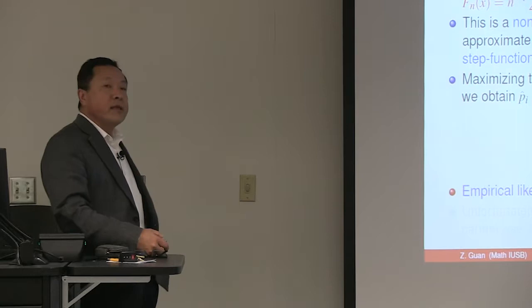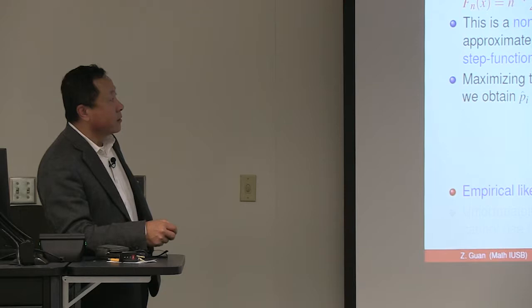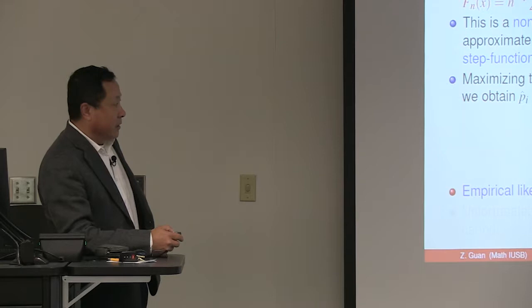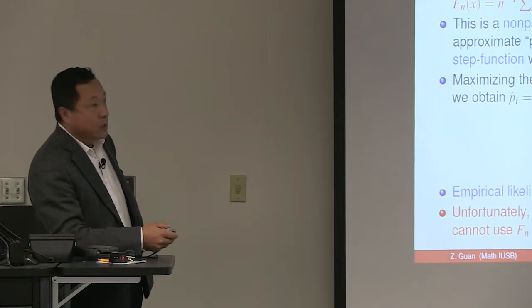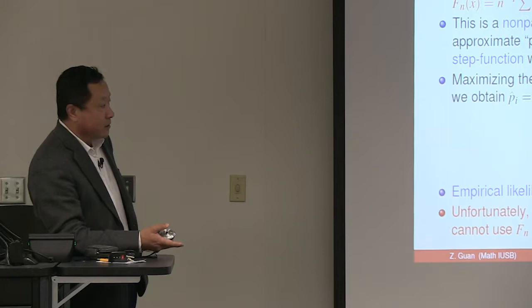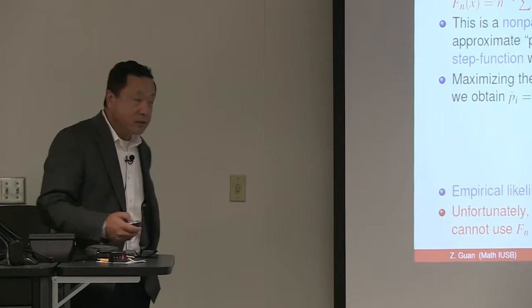Empirical likelihood is a pretty new method. It's very powerful, but actually this method uses the same model, also using discrete approximation as the working model. But unfortunately, you cannot use this to estimate the density. Density is usually a smooth curve, but this empirical distribution is a step function. It's not differentiable. You cannot simply differentiate this Fn to obtain the density, but you have to smooth this distribution to obtain the density function.